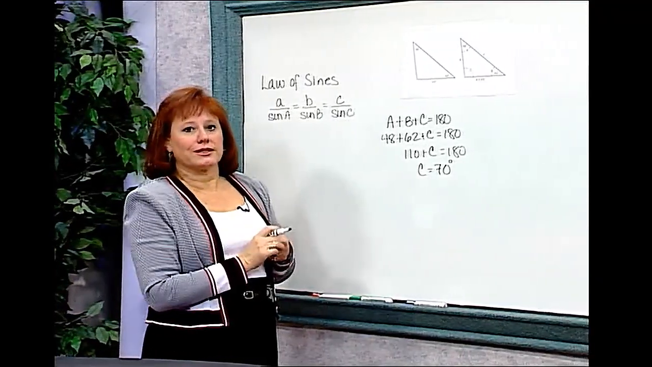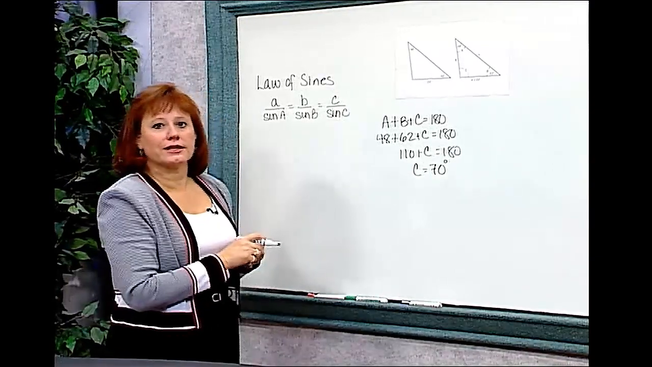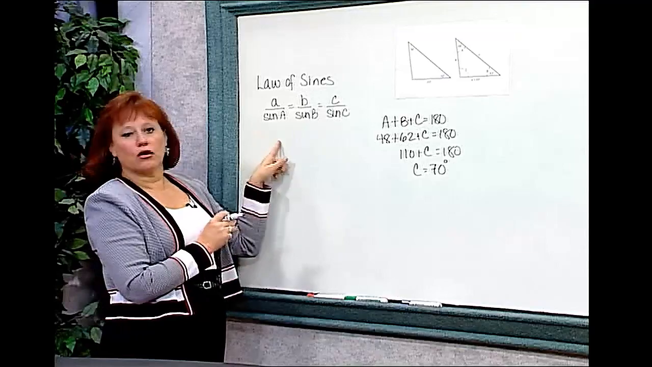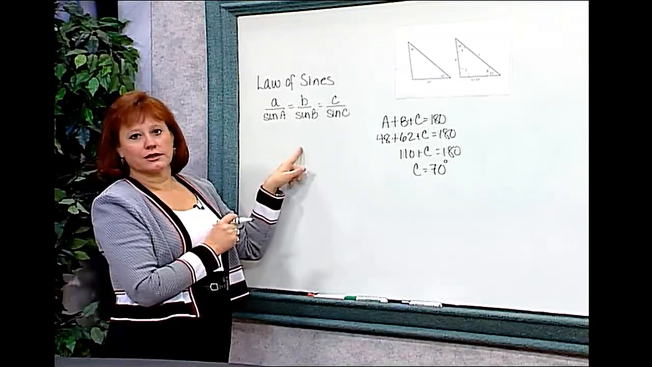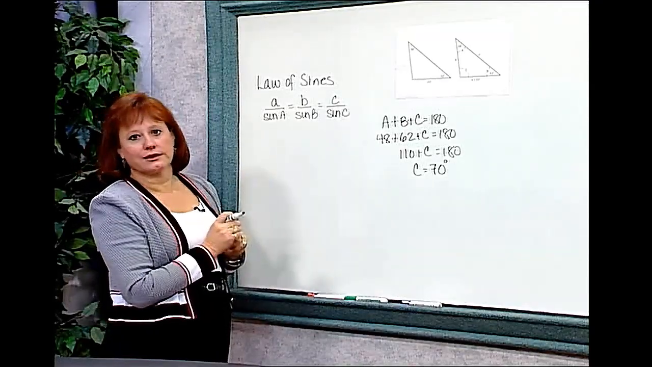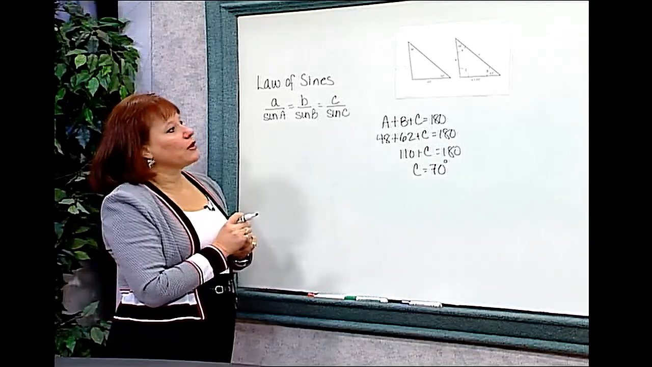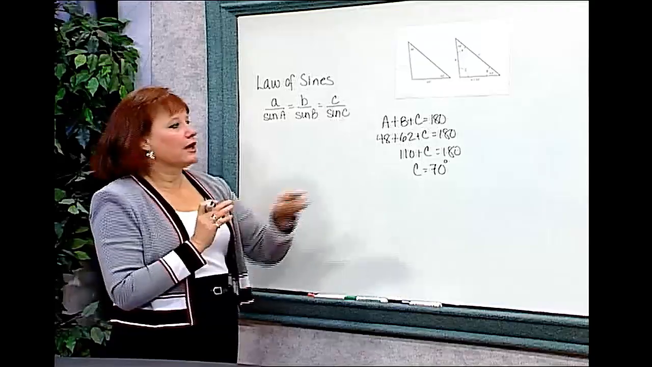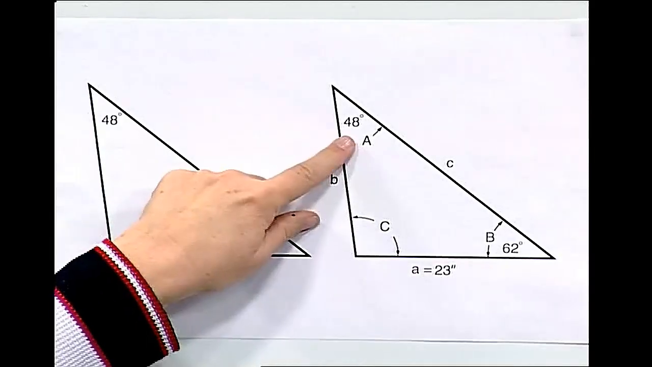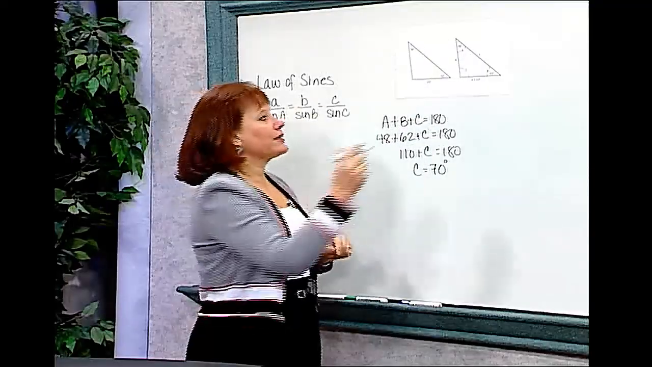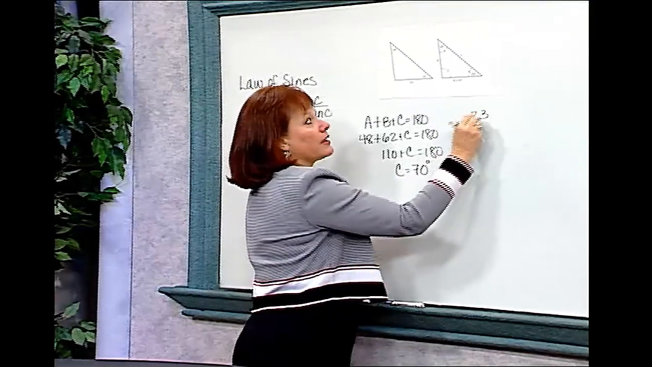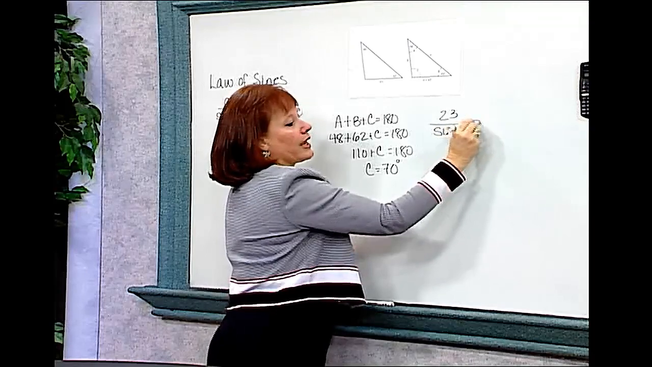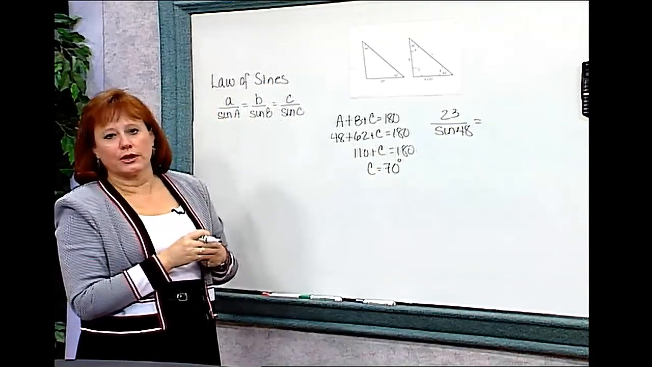Now, in order to find the missing sides, I want to use the law of sines, which I've got written right here. Remember, it's just the proportion of a over sine A equals b over sine B equals c over sine C. I already know side A, so I can set up a proportion where I know both parts. I know the side and I know the angle. So the ratio that I want to set up is that 23 over sine of its opposite angle, 48, will be equal to the other combinations.